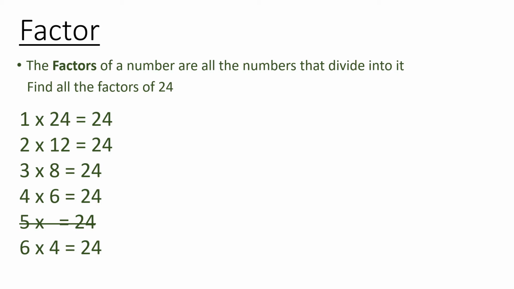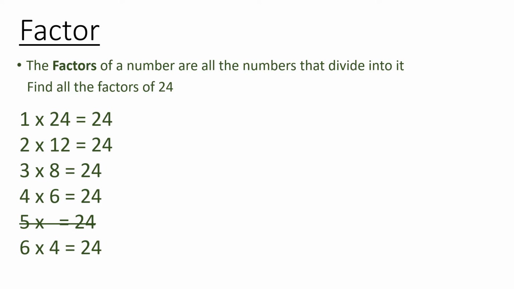Now if we move on to factors, the factors of a number are all the numbers that divide into it. If we were asked a question such as find all the factors of 24, we can use this handy little method in which we start off with 1 and we see what number times by 1 gets the number. In this case it's 24. So 1 times 24 would get us 24. Pretty self-explanatory. Now if we move on to 2, 2 times what would give us 24, and that would be 12.